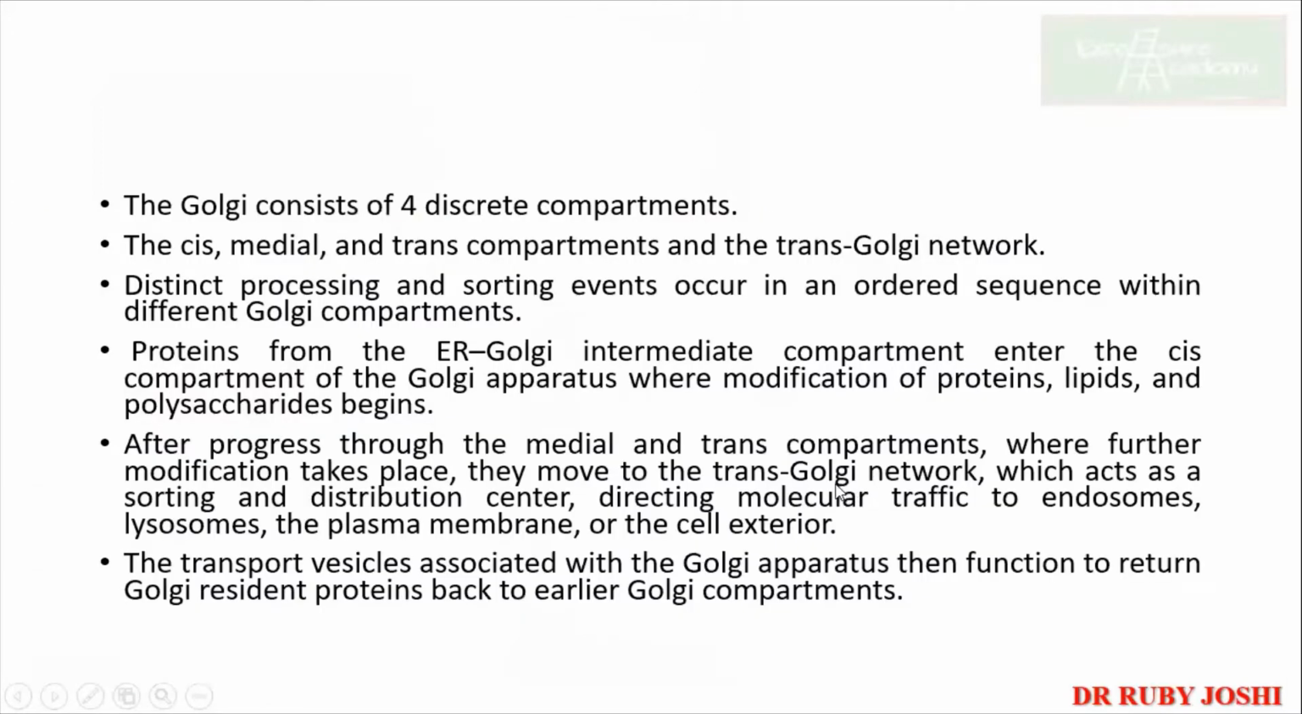Okay. Now, again, the same thing: the Golgi consists of 4 discrete compartments, cis, medial, trans, and the trans Golgi network. What is important over here is the sequence it follows. By mistake, suppose sometimes the protein which is carried in the vesicle from the ER, instead of joining the cis region, goes towards the trans, so what will happen?